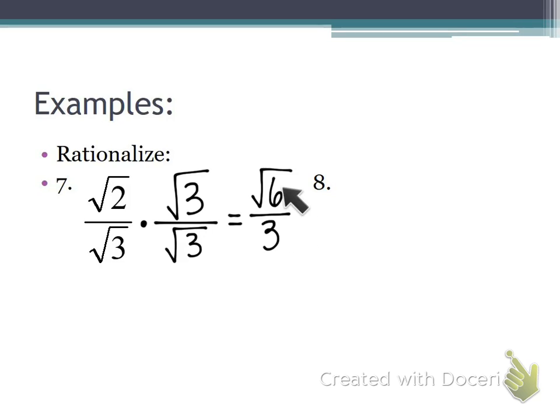Do you think I can reduce the 6 and the 3? Yes. 1, 2, 3. Answer is going to be no. Why not? The square root sign. The square root of 6 and 6 are two very different numbers. The square root of 6 is not going to be divisible by 3. Okay, so do not get tricked into thinking that you can simplify that anymore.